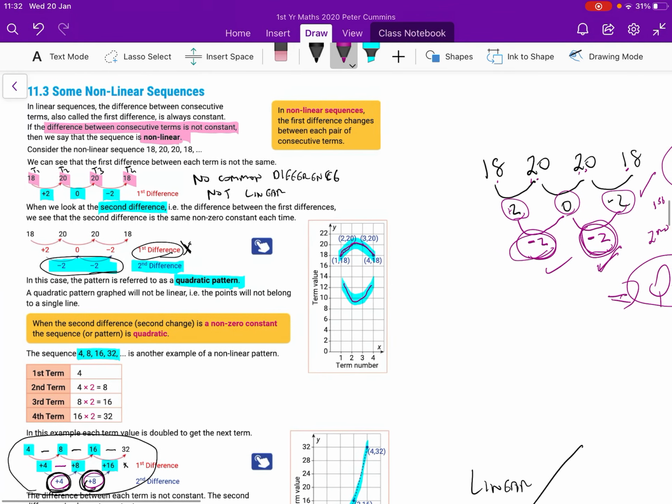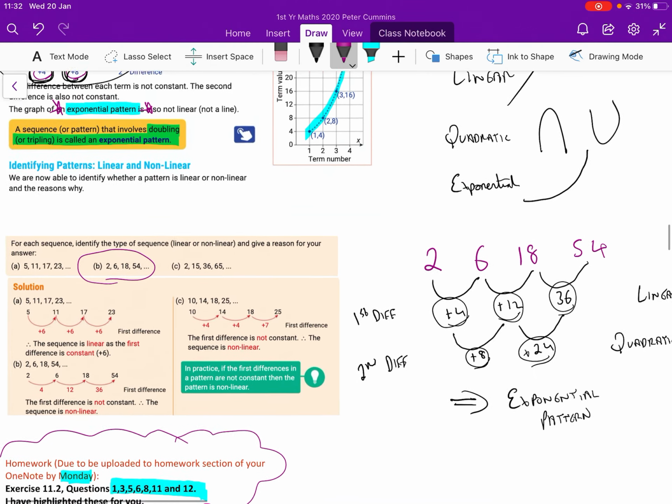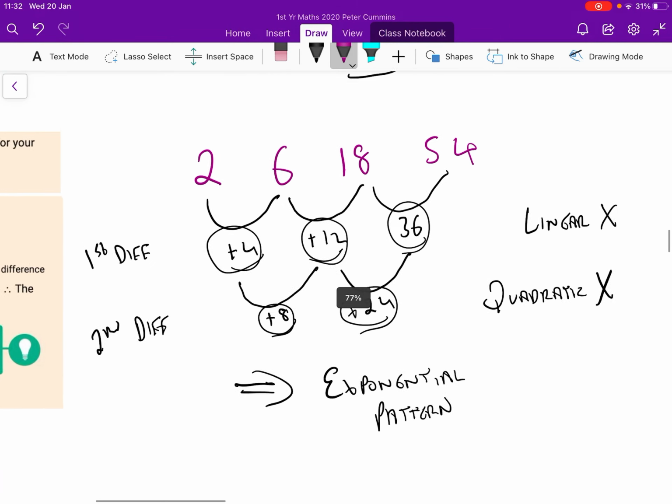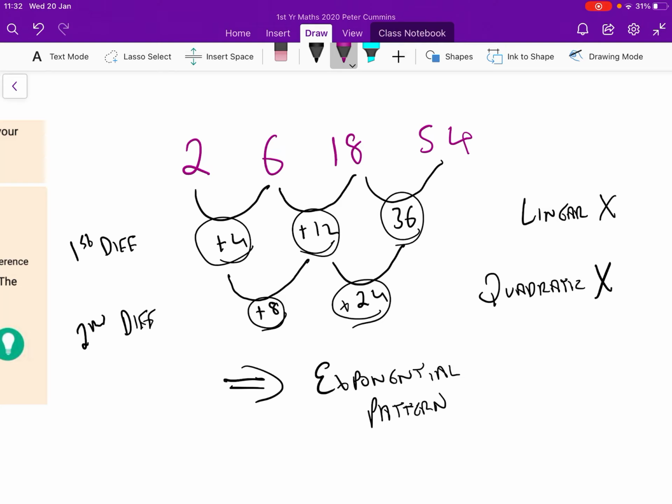But if neither of them are the same, in this example I did here, we have 2, 6, 18, and 54. So I'm going to go first here and see, is it linear? Well, we've plus 4, plus 12, and plus 36. So it's definitely not linear because the first difference is not the same. We go again. The difference between 4 and 12 is 8. The difference between 12 and 36 is 24. So the second difference is not the same, so it's not going to be quadratic.